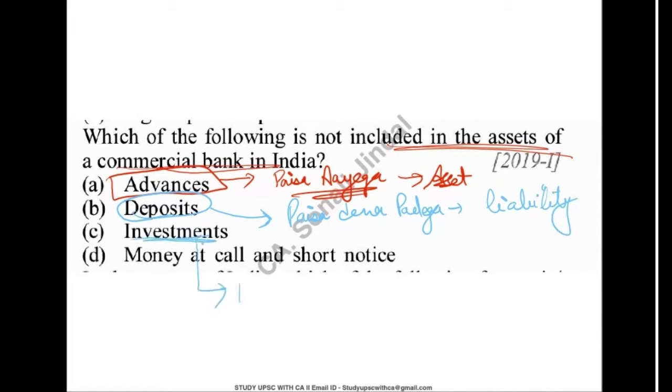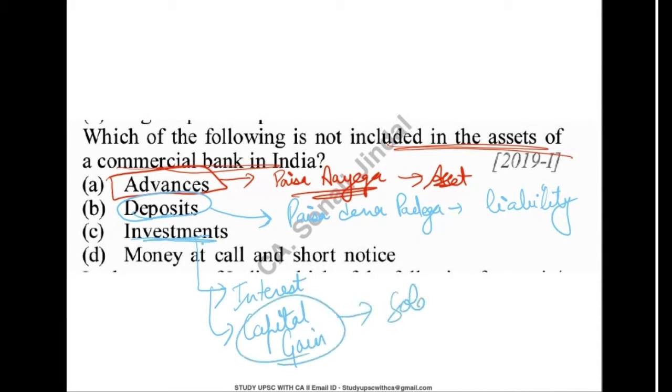Next is investments. इस पर इंटरेस्ट आएगा. फ्यूचर में कैपिटल गेन भी होगा, as investment can be sold at profit. So this is asset.